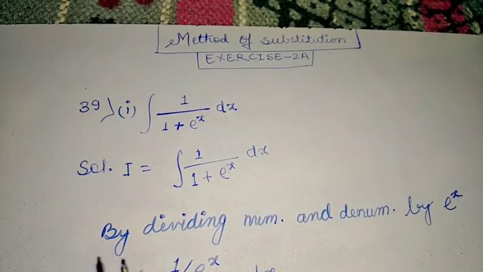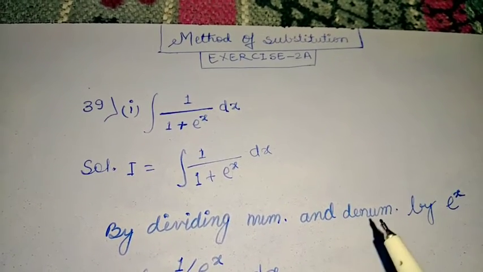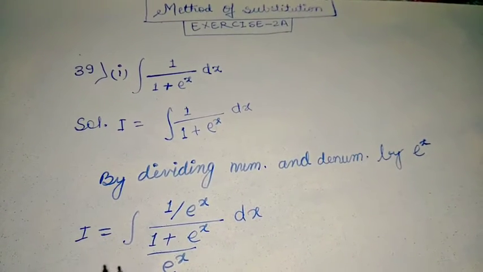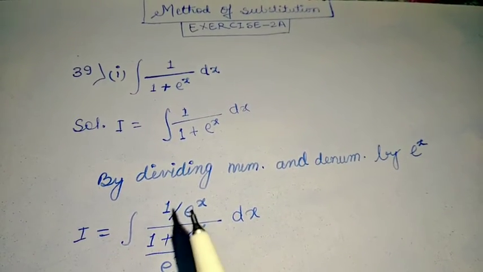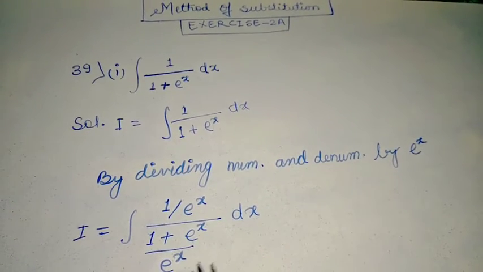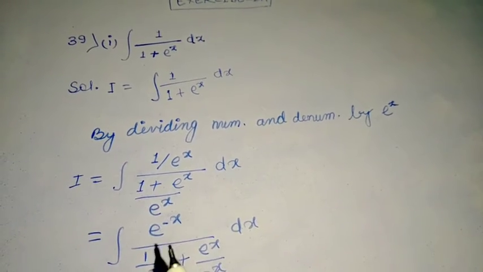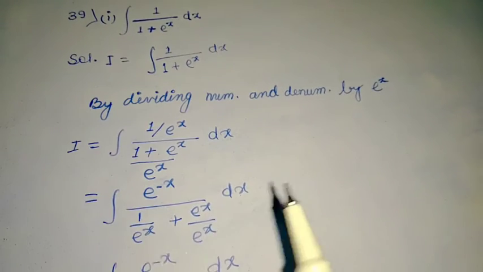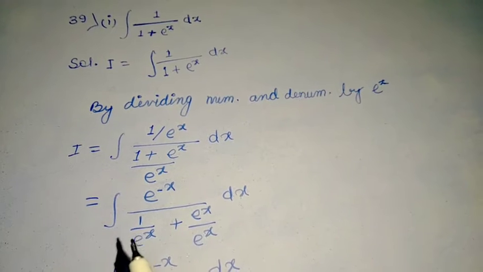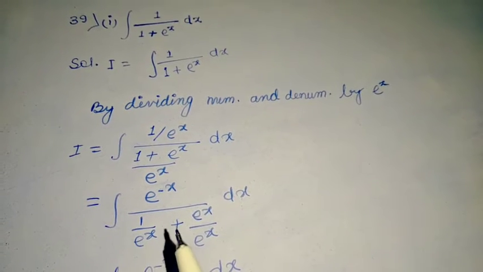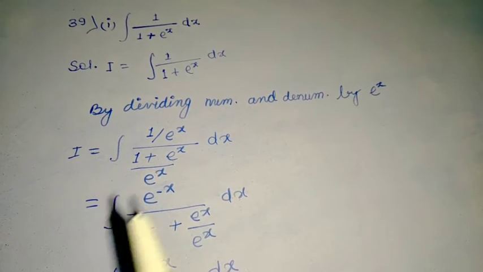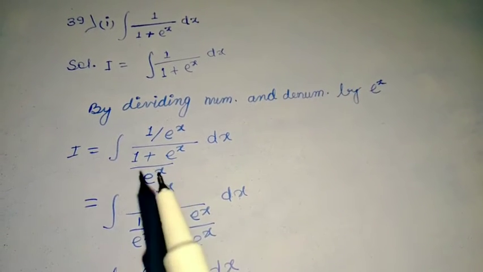you can see this, by dividing numerator and denominator by e to the power x, we'll get I is equal to integration of 1 upon e to the power x upon 1 plus e to the power x upon e to the power x. And we will write it like this. So it will be integration of e to the power minus x upon 1 upon e to the power x plus e to the power x upon e to the power x into dx. So we have just separated this term.